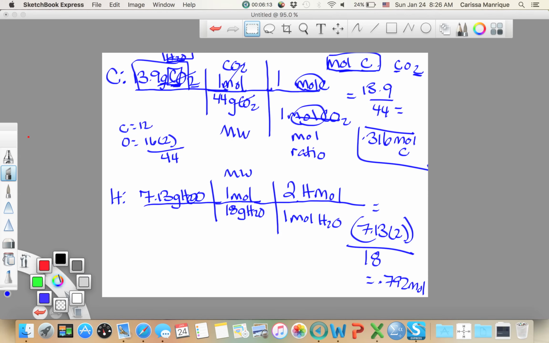Change the color. Let's do the next step of the problem. Okay, so this is step 1 and 2 of the tutorial. Now we know how many moles. Now we need to get the ratio.